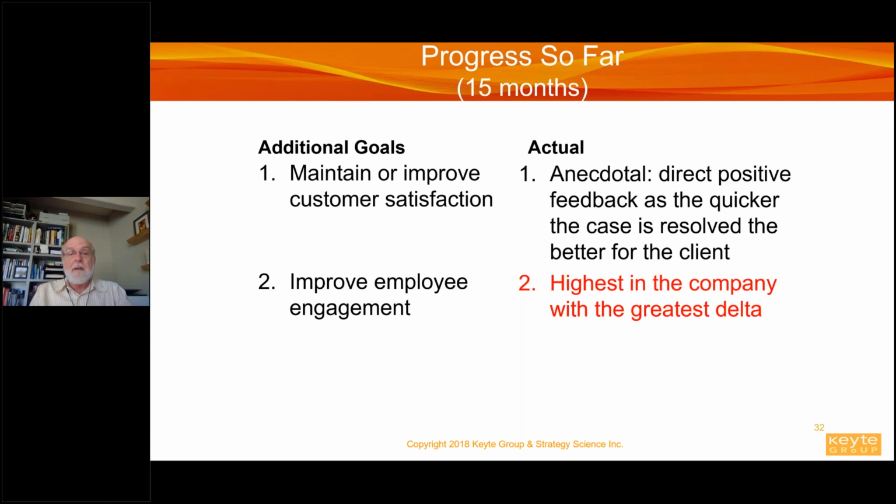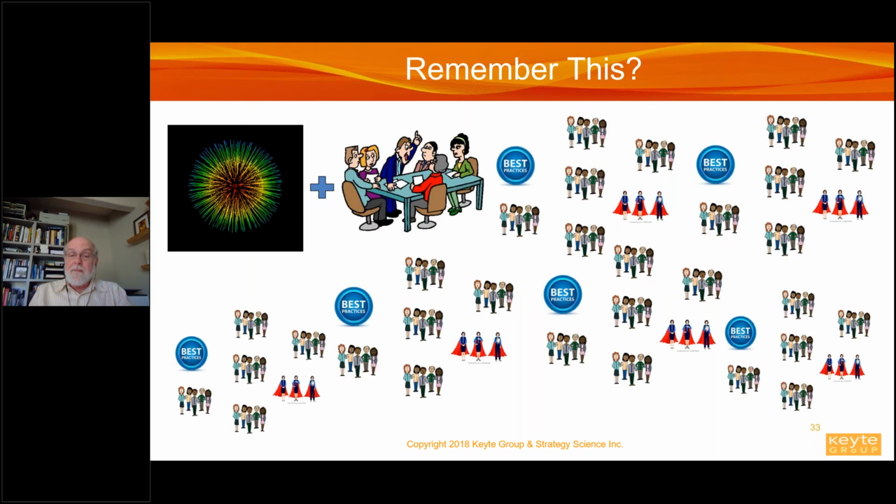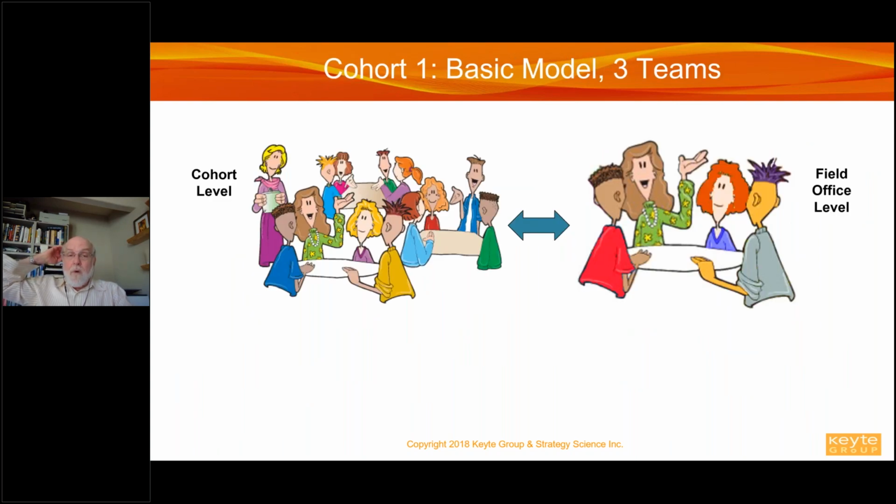So let's talk about the model. Let's go back to this. This is where you guys might be now, and it's where this company did not want to be. So we took one cohort at a time. Remember, for the hospitals, we took 7 at a time. Now we're taking 1 at a time, and it's just 3 field offices. So in this graphic on the left, you see 3 tables, 3 teams. But we operated the same way.